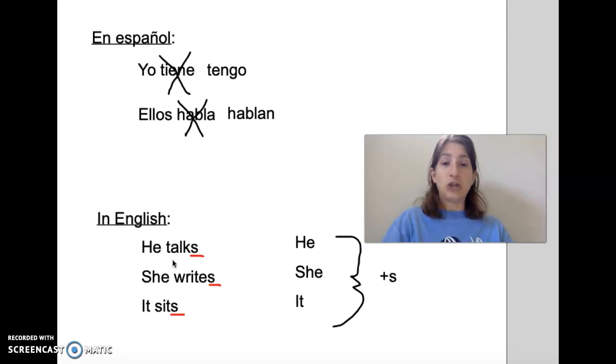I can't say he talk. I have to say he talks. I have that s as my suffix on the end. I can't say she write. It has to say she writes. That's again, if that's something she usually does or that's something that happens. If I'm talking about an animal, I might say it sits. I have to have that s as my suffix on the end of what it does, or at the end of my verb. Let's look at some examples.